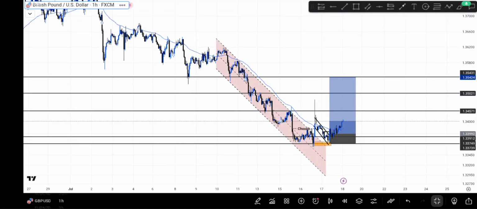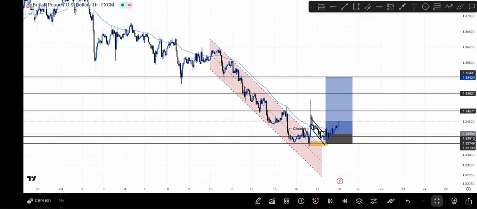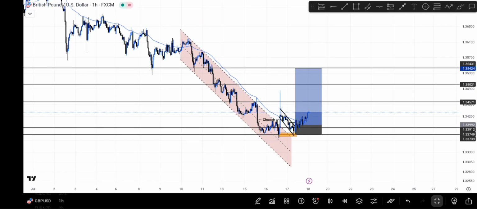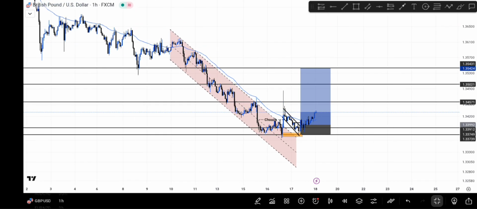Hey guys, this will be my analysis on market structure, GBPUSD. You can all see that my trade is on profit as of now. So we'll start with making the analysis.